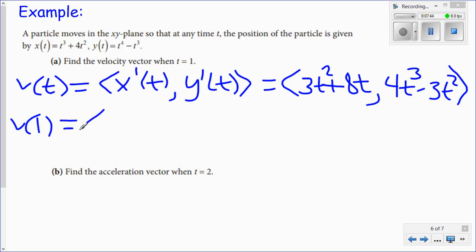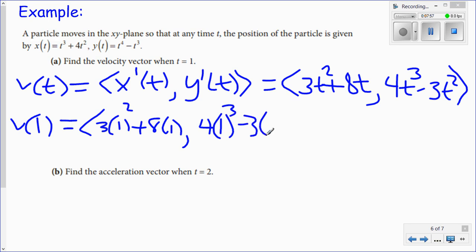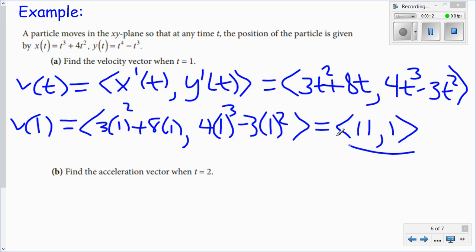Okay, v of 1 would equal 3 times 1 squared plus 8 times 1, comma, 4 times 1 cubed minus 3 times 1 squared. And then if we work these out, we will end up with 3 plus 8, which is 11, and 4 minus 3, which is 1. So the velocity vector when t equals 1 is this.